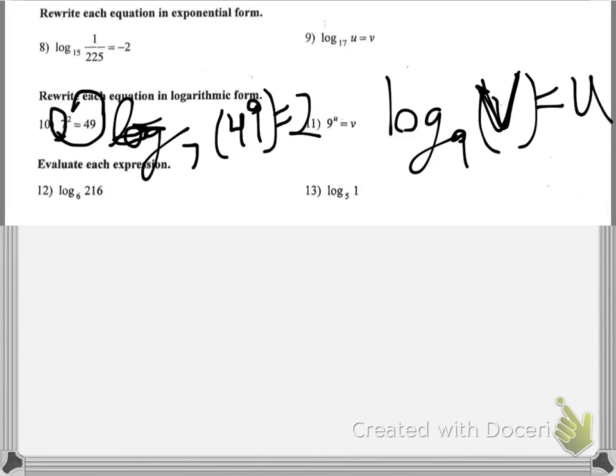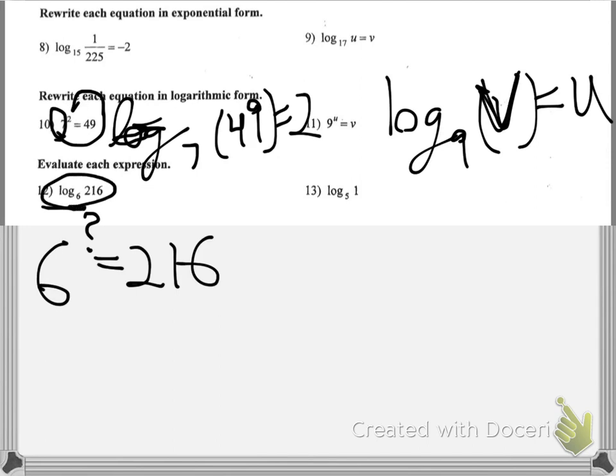Looking good. Then number 12, we're just evaluating each expression. So then log base 6 of 216. If you're comfortable with figuring these in your head, then go for it. Otherwise, remember what this is saying is, I'm saying 6 to some power I got to figure out equals 216. That's what we're saying. 6 to some power equals 216. That's what it means to evaluate a logarithm. 6 is the base number to some power gives you 216. We just got to figure out the power. How many 6's does it take?